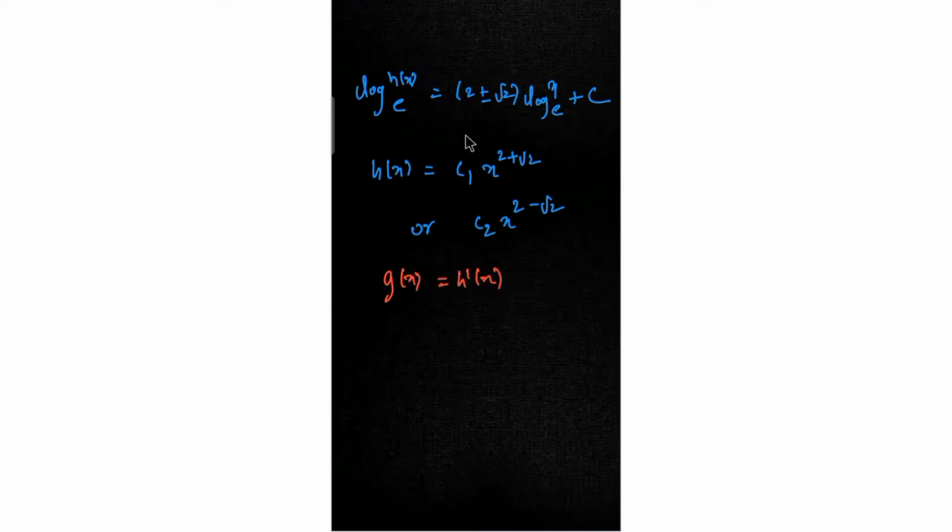So I just need to differentiate these two. If I differentiate this one, I get a new constant like c1 into 2 plus root 2, so I'm assuming that as c3. So c3 into x power 1 plus root 2, or if I take the other one, I get c4 into x power 1 minus root 2. So these are the values of g of x.